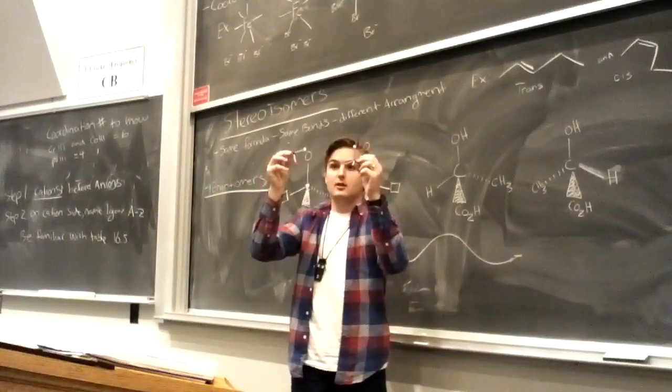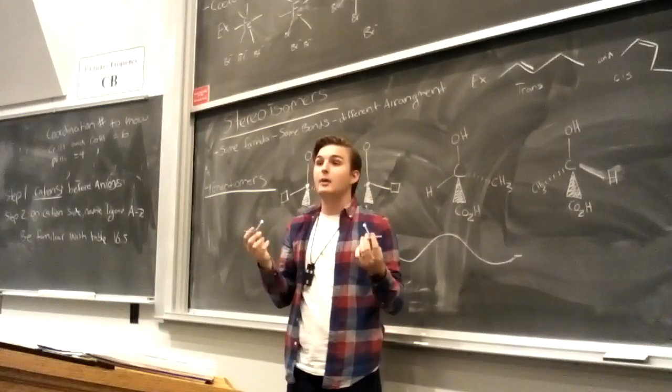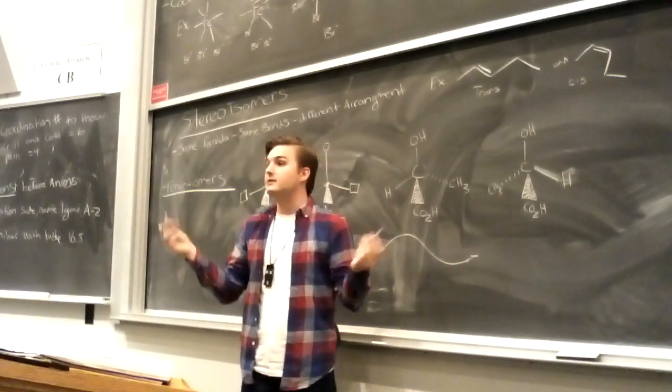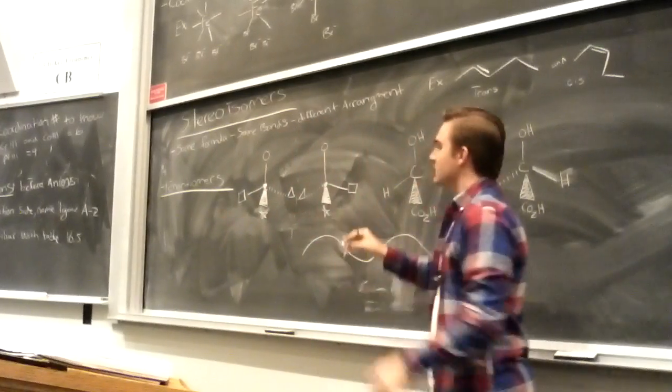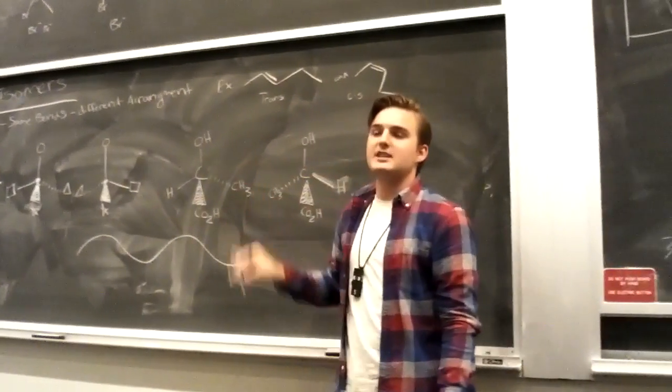Sometimes we use these little models because the models help a ton. Just build one, build the other, and see if you can stack them on one another. If you can't, well, it's an enantiomer. So this is basically the same molecule. I just changed the shapes for actual species here. These are enantiomers of one another.